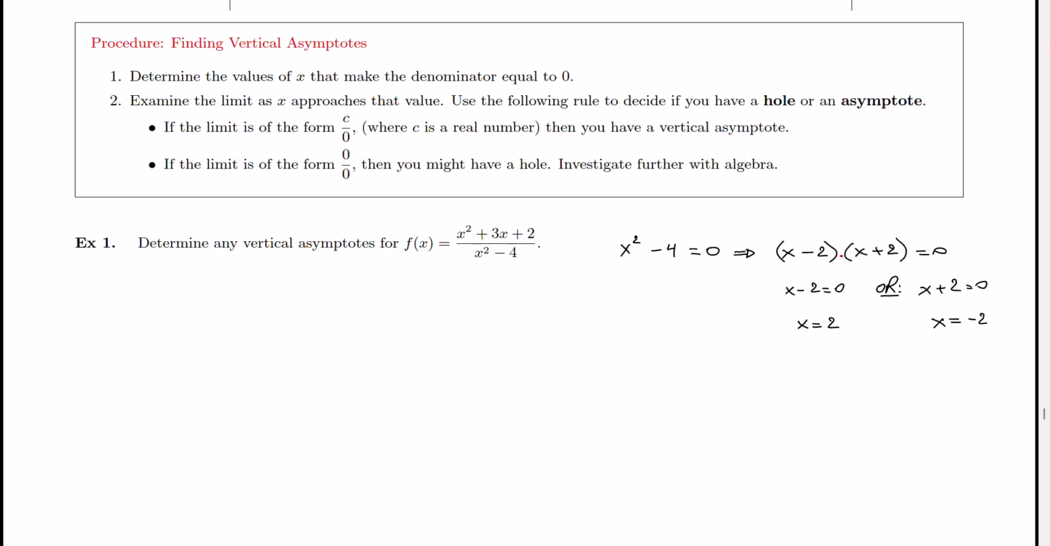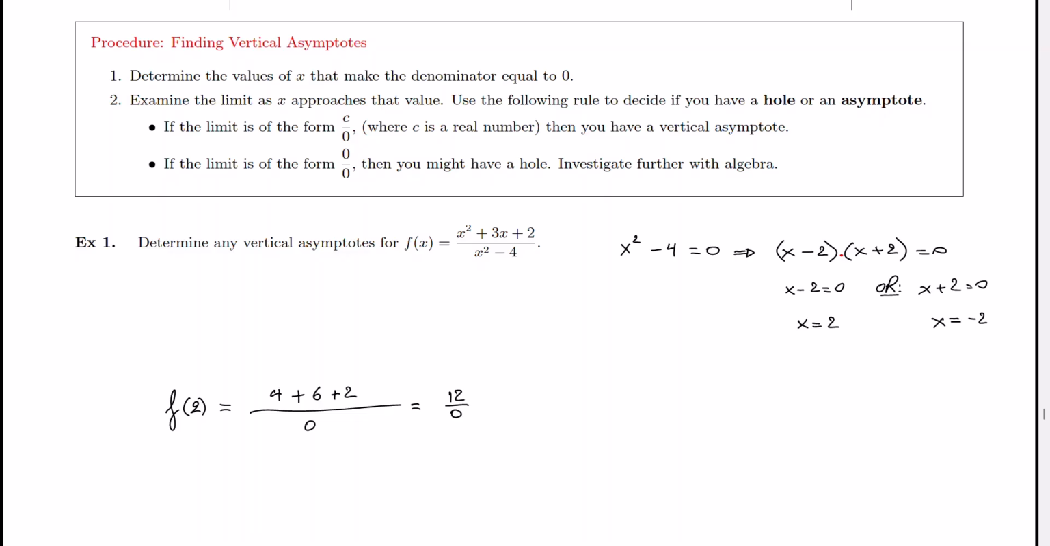Or, if I want a quick shortcut, I just grab the 2 or the negative 2 and I plug it into the numerator of the function f of x. So let's try it out. Let's see what happens if I plug 2 into the numerator of the function. So obviously, when I plug 2 into the function, I'm going to get 4 plus 3 times 2, which is 6, plus 2 divided by 0, because 2 minus 2 multiplied with 2 plus 2 will be 0. And this will be basically 12 divided by 0.